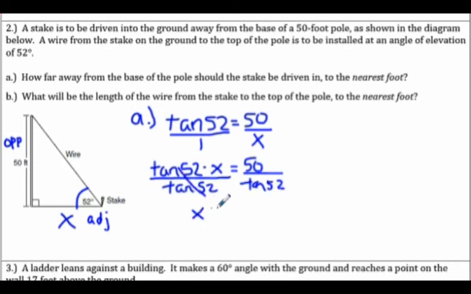So you just put in 50 divided by tan 52. I got, what do we have to round to? Nearest foot. So it comes out to be just 39 to the nearest foot. Okay. So we've done problems like this before.